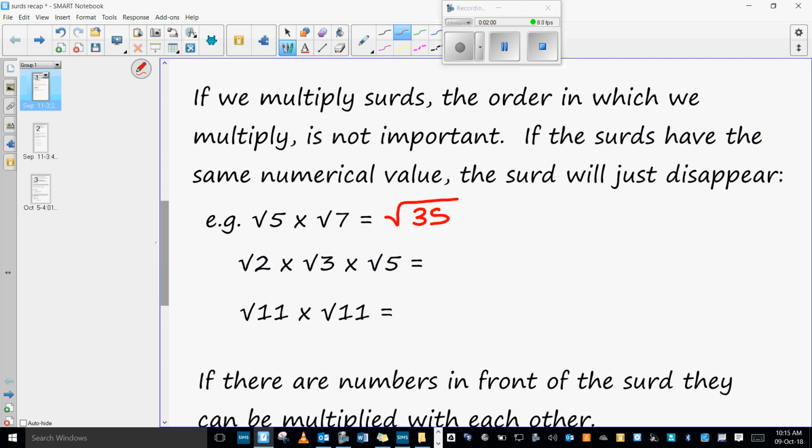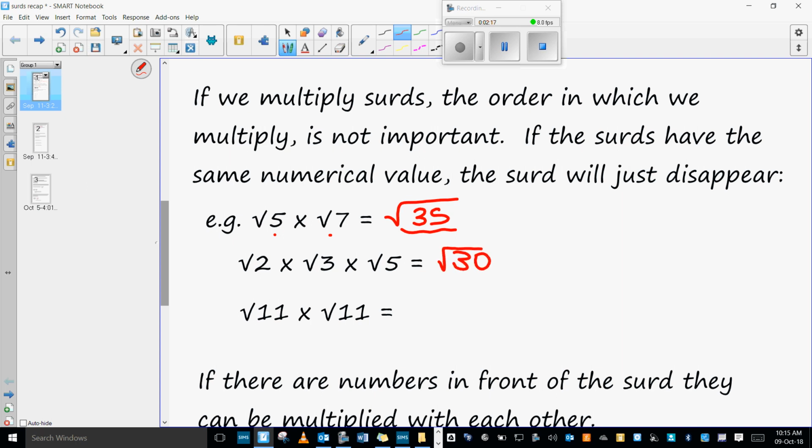Equally, if we had this, we could change it to be these 2 separate ones. So obviously it works both ways. So root 2 multiplied by root 3 multiplied by root 5 is root 30, yeah.